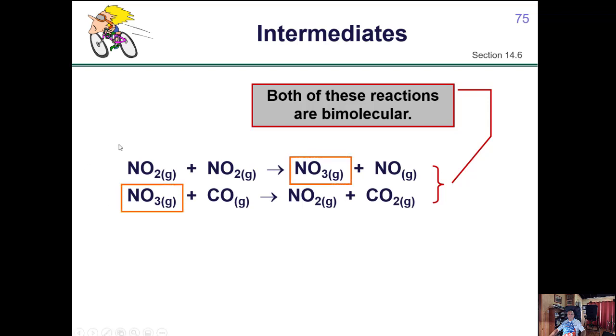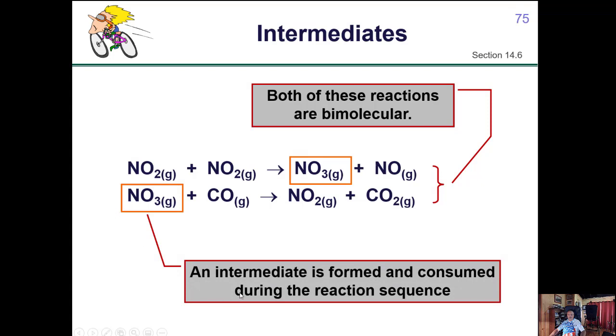So just to be specific, intermediates don't appear in the overall reaction, but they appear on the product and reactant sides of elementary steps. The product side of an earlier step, the reactant side of a subsequent step. And they are produced in that earlier step and consumed in a subsequent step. So an intermediate is formed and consumed during the reaction sequence. When we determine the overall reaction from a proposed mechanism, the intermediates get canceled.